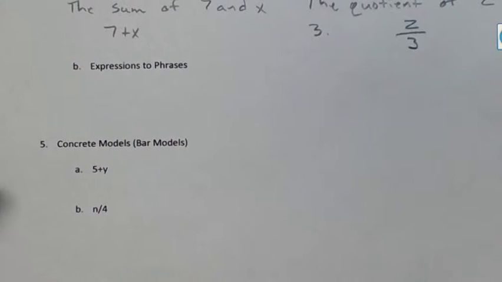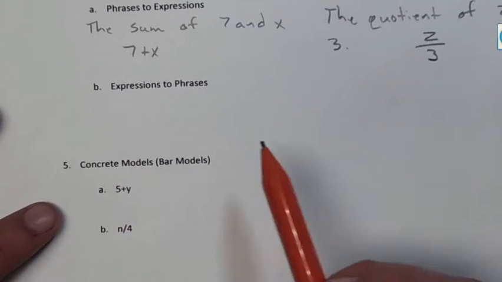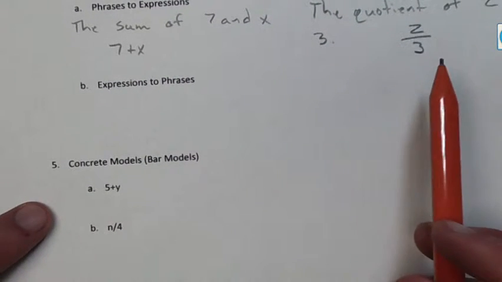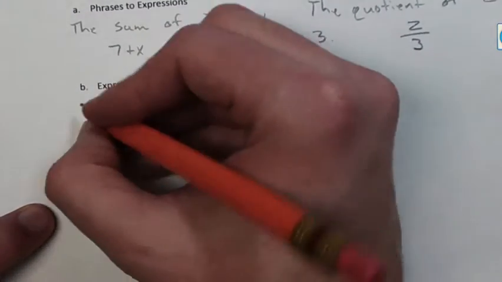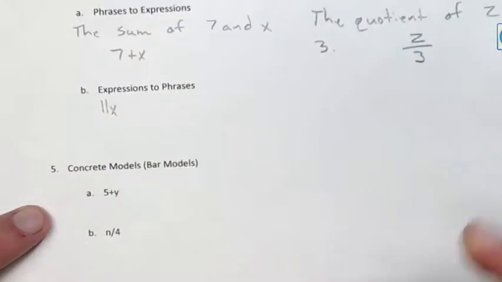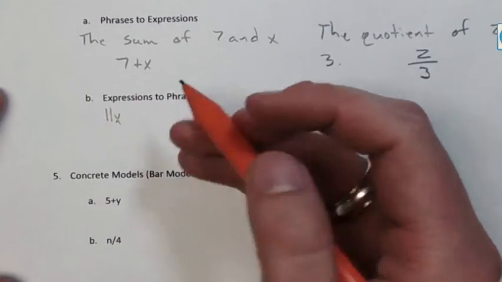So instead of giving you the quotient of z and 3, I would probably give you something like z over 3, and I would ask you to write it into words. So for example, I might give you 11x, and I would say, hey, give me the phrase that this comes in. And if you did that, it would look something like this.